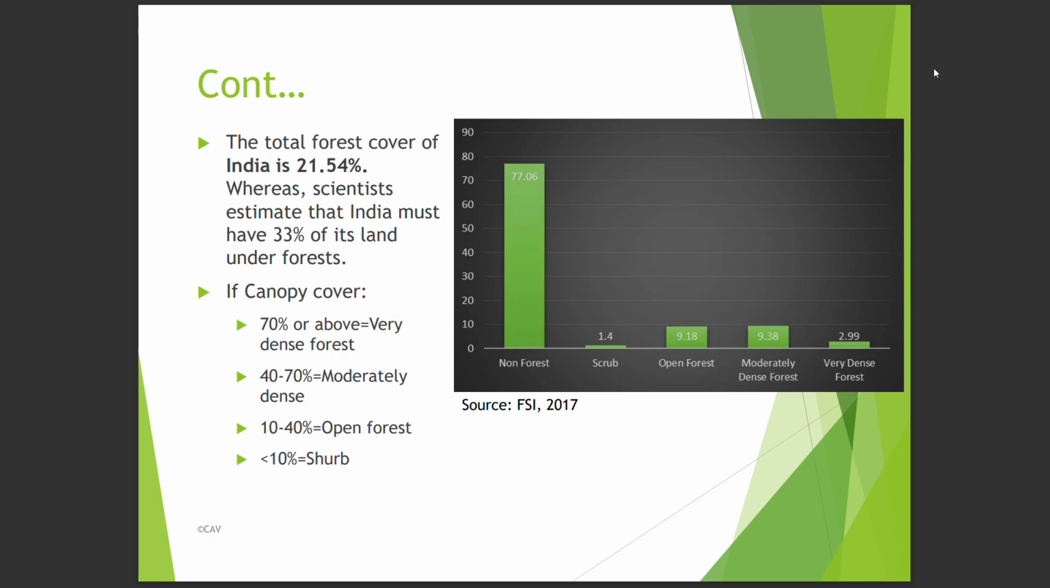If canopy cover is 70% or above, that is very dense forest. 40 to 70%, it is moderately dense. 10 to 40%, it is open forest. Lesser than 10%, it is shrub.